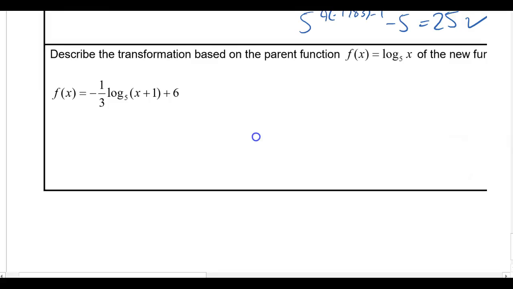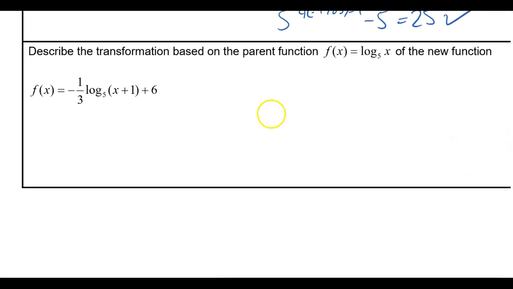Okay, now the last one, describe the transformation based on the parent function. Okay, so here's our parent function, and we want to describe the transformation. Okay, so we started with this. Let's look at one thing at a time. Let's look at what we plugged in here. So we originally had x, but now we have x plus 1. Remember, x is a liar, and when we change what we plug in, that moves it left or right. And if it's plus 1, that means it moved to the left 1.